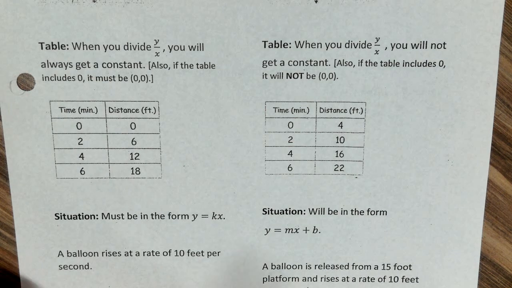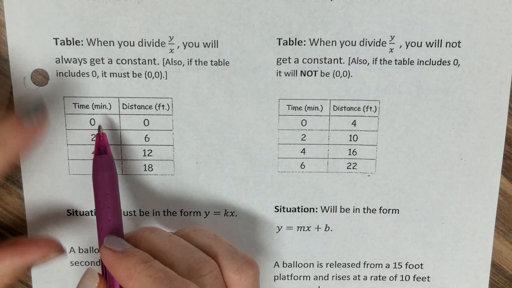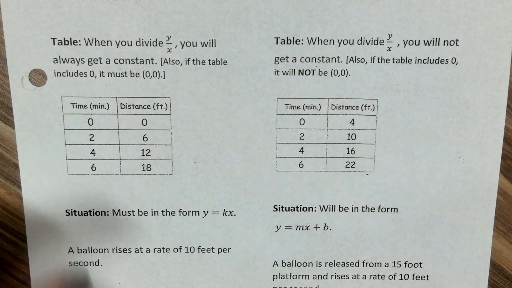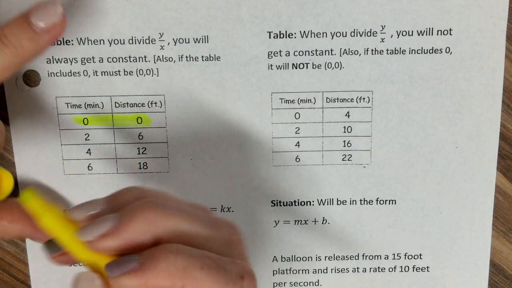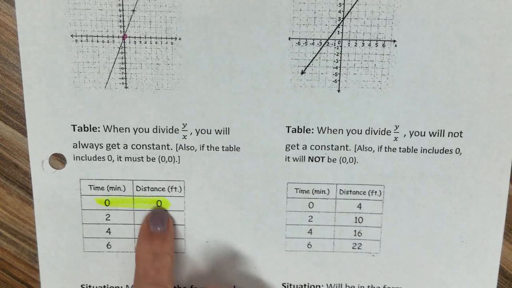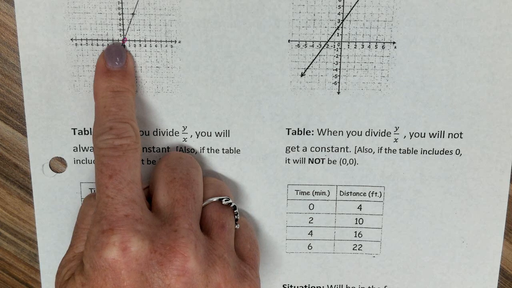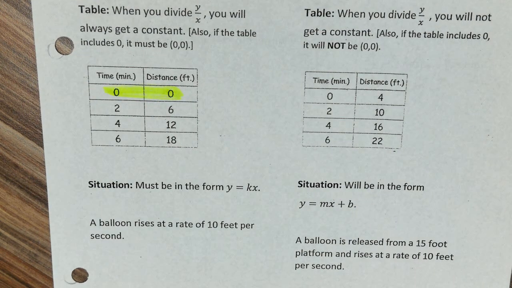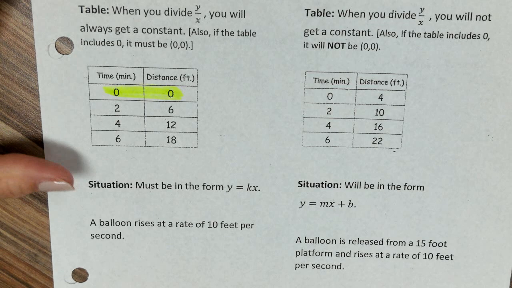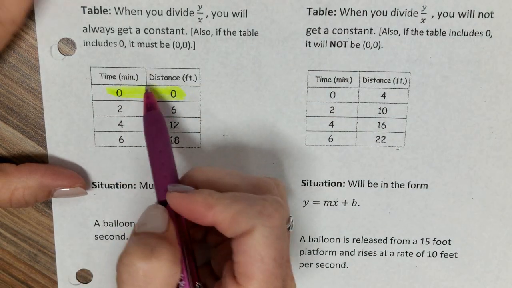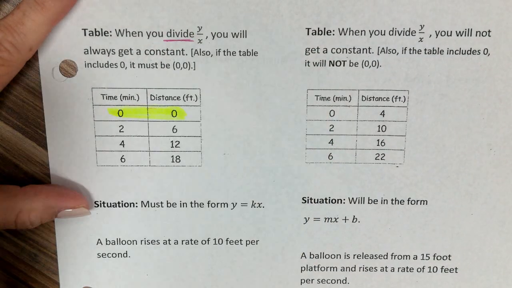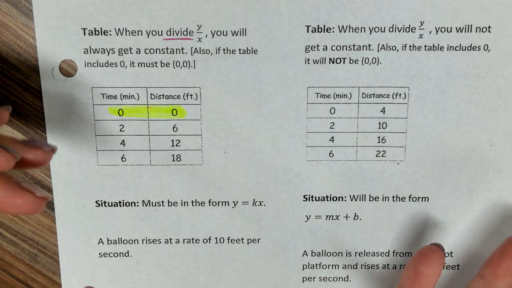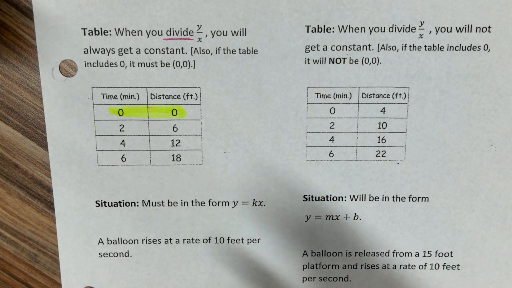Well, a proportional table, when you have 0, you will have what? 0, 0. Why? Because on a graph, it passes through 0, 0. So if it has it, it has to have 0, 0. Okay? That doesn't mean it will have it. It might not have it at all. You just can't see it. Now, if you can't tell by this, then you do what? You divide y divided by x, and you'll get the same answer for the whole table.